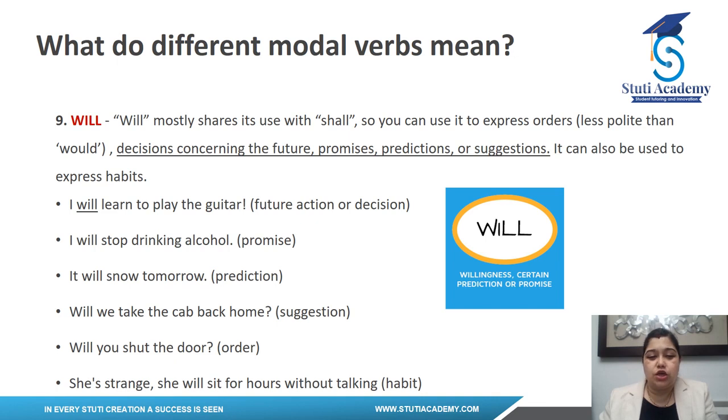She's strange. She will sit for hours without talking. So what does this will do here? This will is talking about a habit that the girl has. People think she's strange because she can sit for hours. So they are predicting that she will sit in the future for hours, and at the same time they're talking about her habit. So different sentences, same word, different meanings.